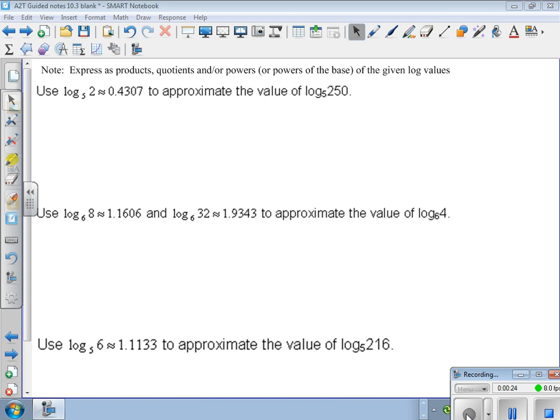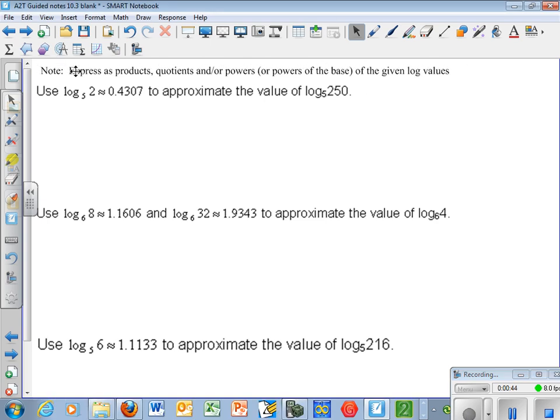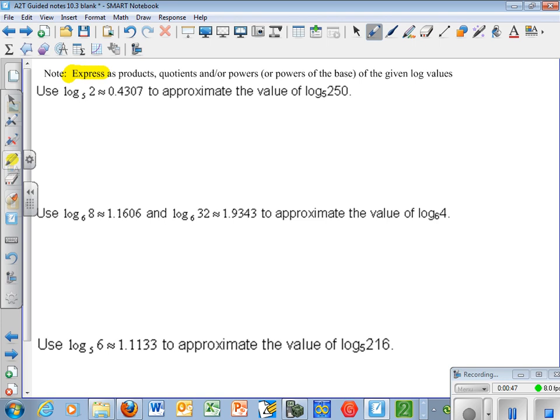We cannot do some of this stuff with that logarithm key on our calculator if we're not in base 10. We'll look at the change of base formula coming up in the next lesson or two. But what we want to do here is they're going to give you the log of something in certain bases. We want to express the numbers we're dealing with as products, quotients, and/or powers of the given log values, so that we can apply one of our three logarithmic properties.